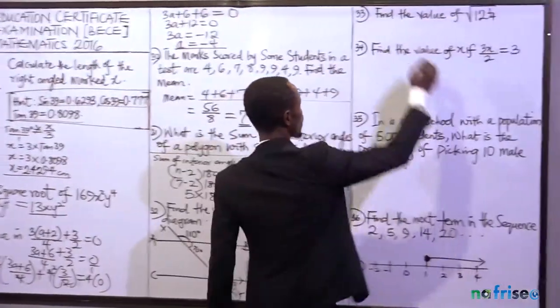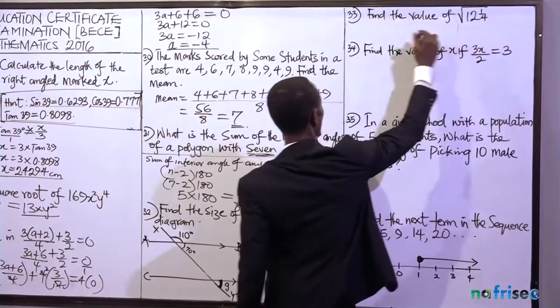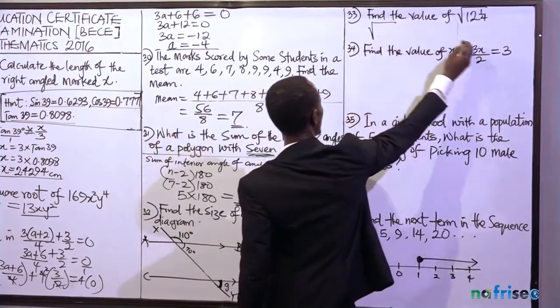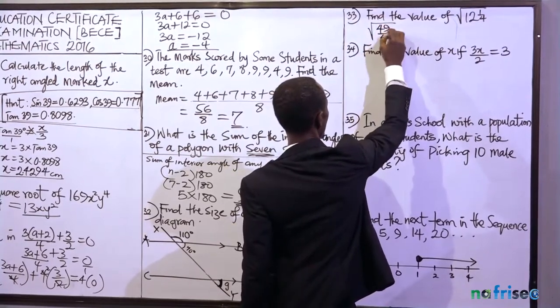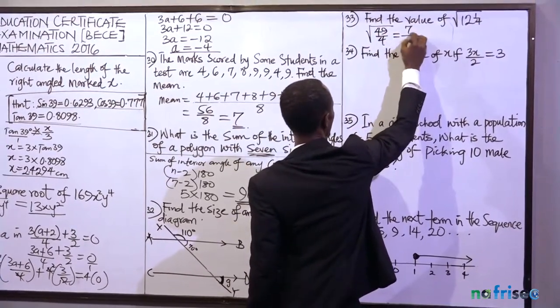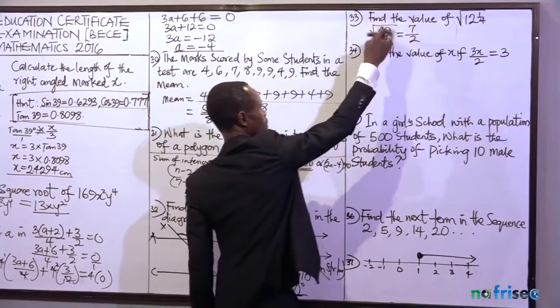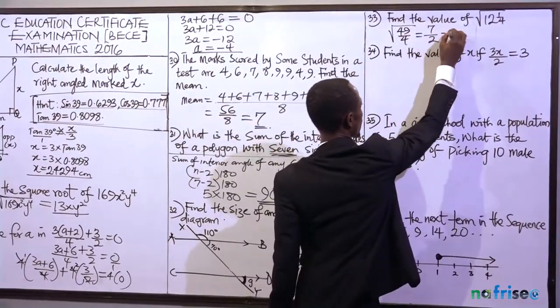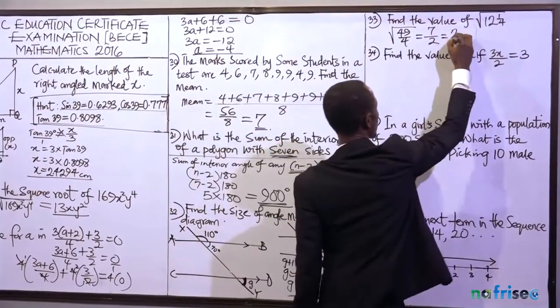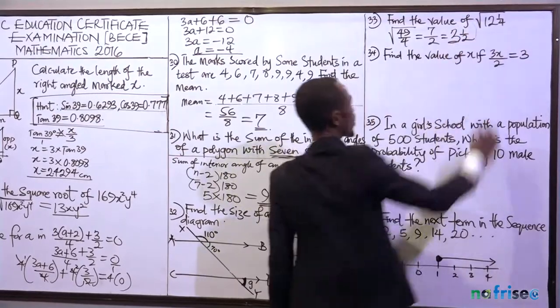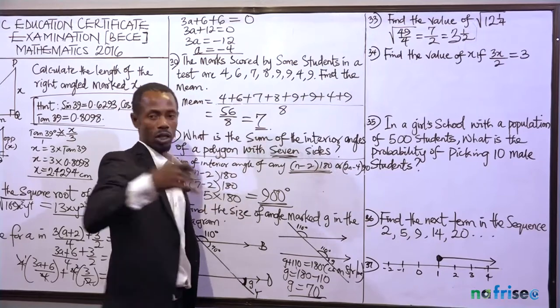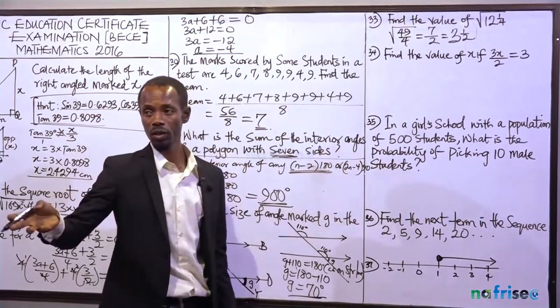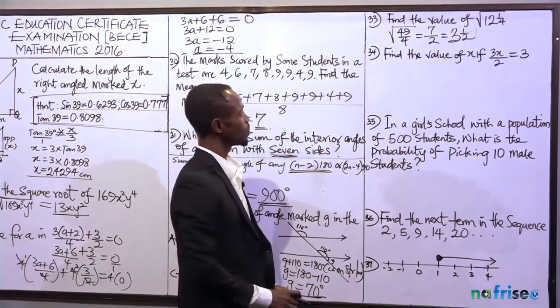It says we should find the square root of 12 whole number 1 over 4. This becomes the square root of 4 times 12 is 48, plus 1, 49 over 4, which equals the square root of 49 over the square root of 4. The square root of 49 is 7, the square root of 4 is 2. So that gives us a total of 3 and a half. So that's your answer for number 33. Just turn the mixed fraction to an improper fraction and get the job done.